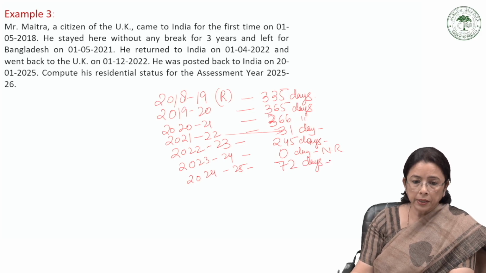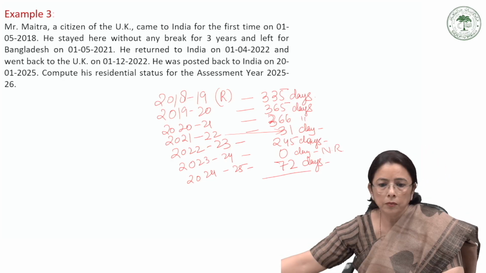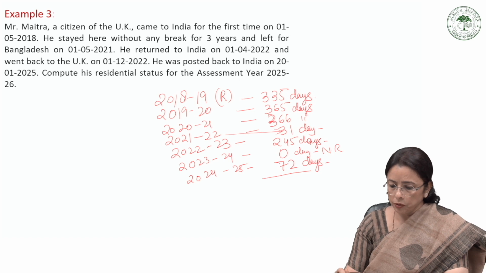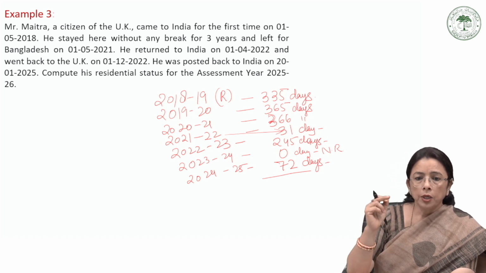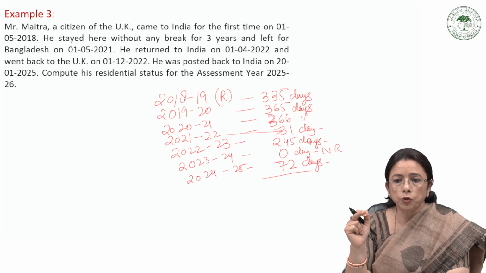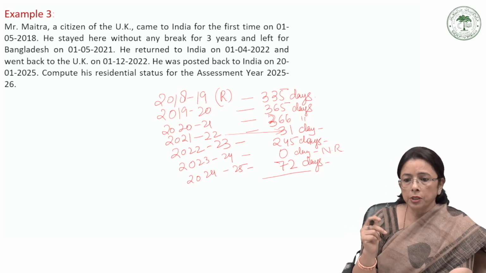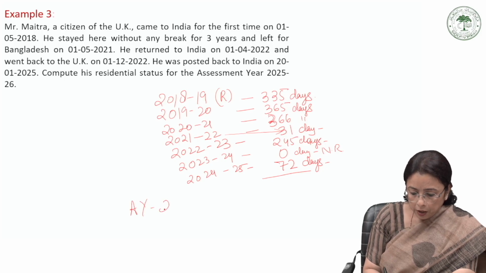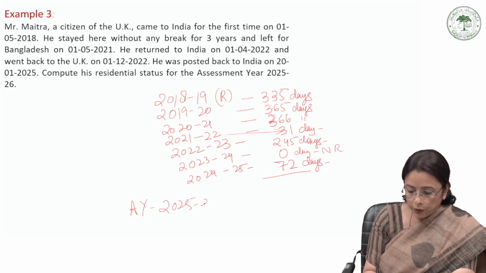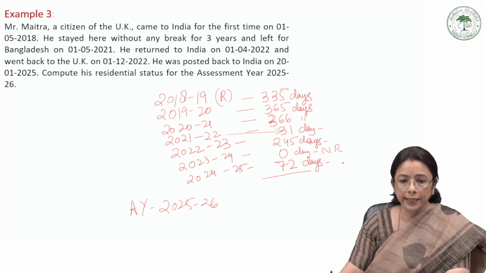Okay, he remained resident here. So if we just add it all for the year, if you just add them together, but we have to calculate only for the year 25-26 as asked in the question. So if we calculate it for the assessment year 2025-26, we have to take these days.